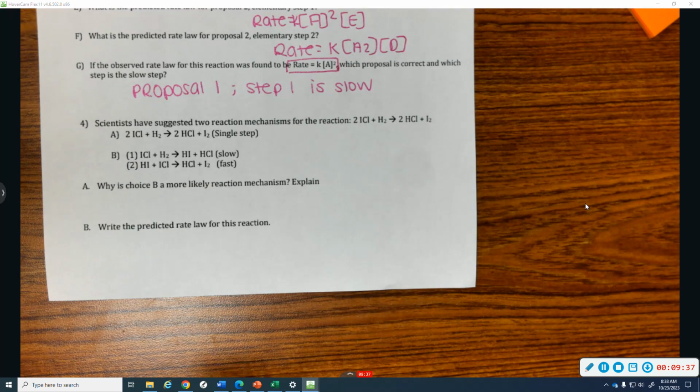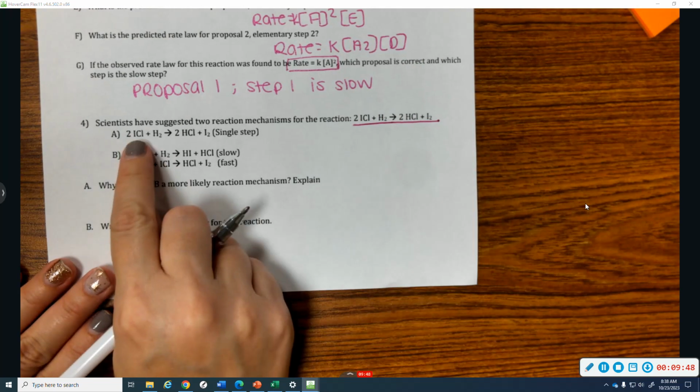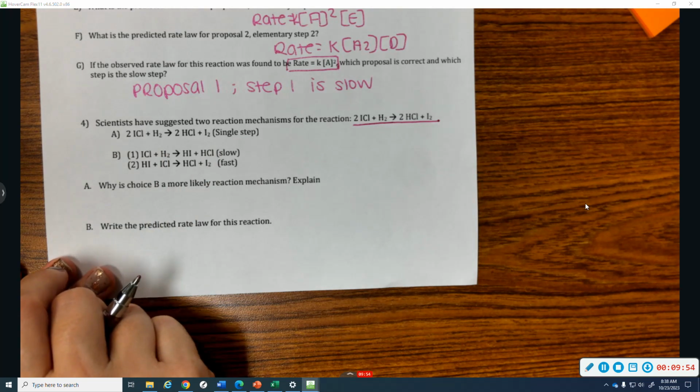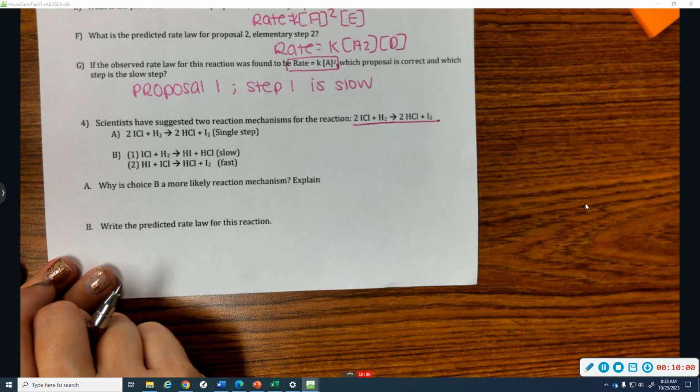And then last questions. Scientists have suggested 2 reaction mechanisms for this reaction. So this is the overall reaction. Proposal A says this happens in 1 step, 2ICl plus H2. Proposal B says it happens in 2 steps. Why is choice B a more likely reaction mechanism, and explain?